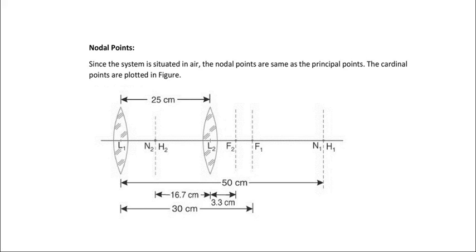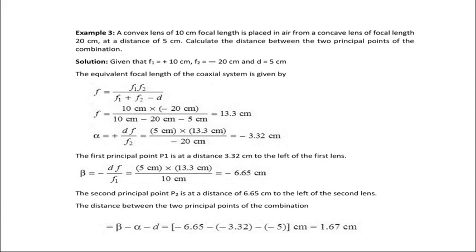Another example. Example 3. A convex lens of 10 cm focal length is placed in air from a concave lens of focal length 20 cm at a distance of 5 cm. Calculate the distance between the two principal points of the combination.